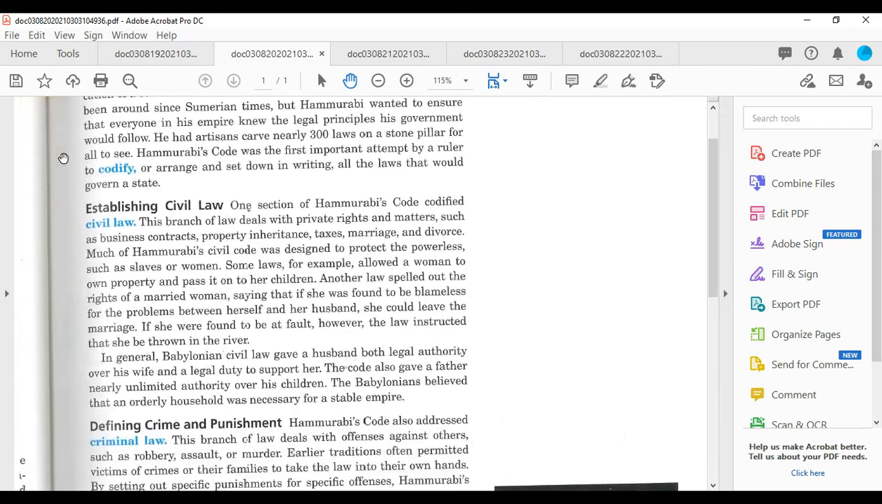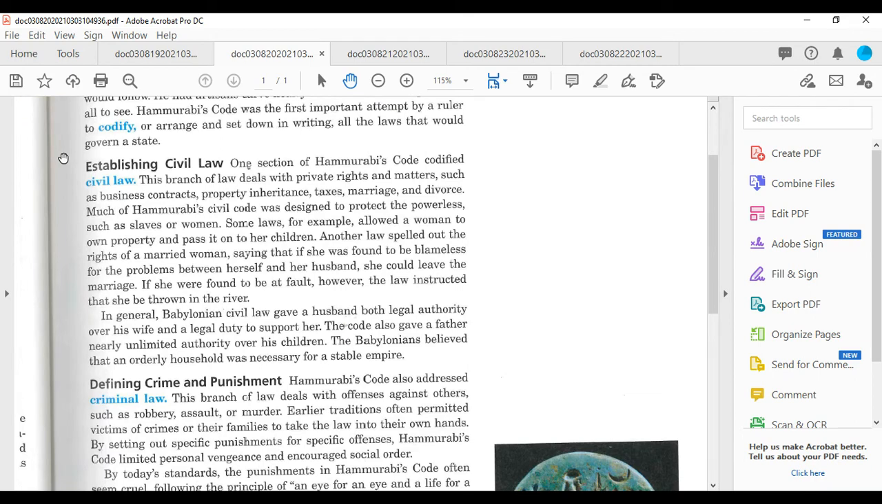Establishing civil law. One section of Hammurabi's Code codified civil law. This branch of law deals with private rights and matters, such as business contracts, property inheritance, taxes, marriage, and divorce. Much of Hammurabi's civil code was designed to protect the powerless, such as slaves or women. Some laws, for example, allowed a woman to own property and pass it on to her children.